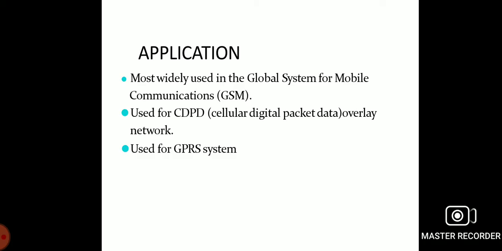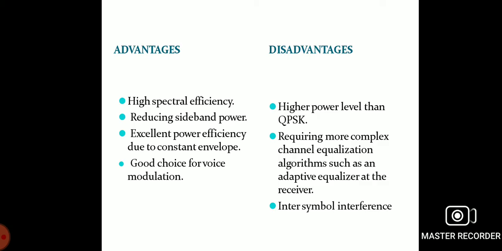Now, what are the advantages and disadvantages of GMSK signals? First of all, the advantages: it has a high spectral efficiency of the output signal, and it reduces the sideband power ratio, and excellent power efficiency due to the constant envelope of the signal, and a good choice for voice modulations.